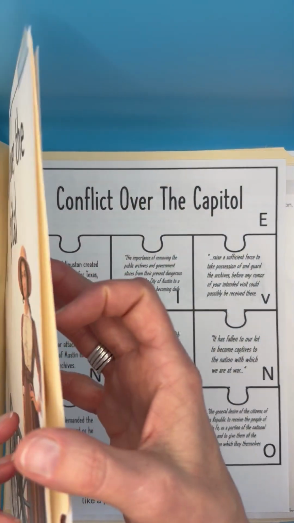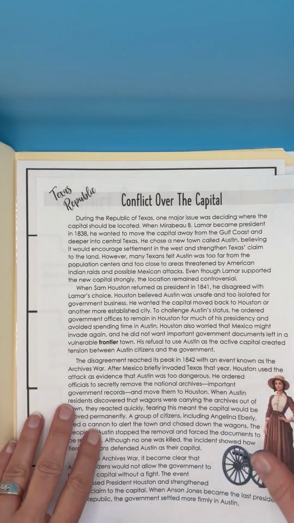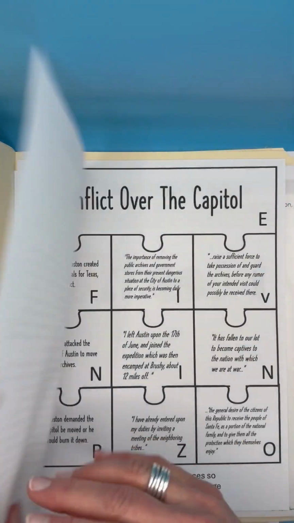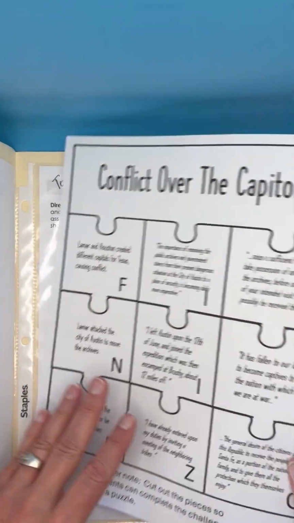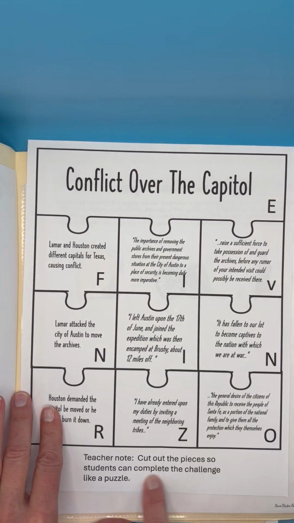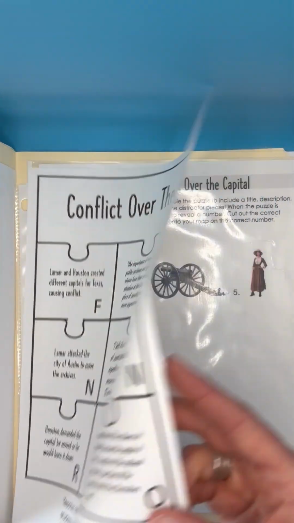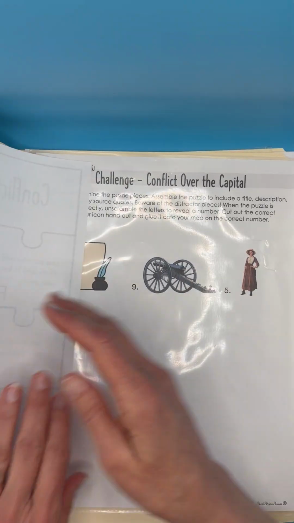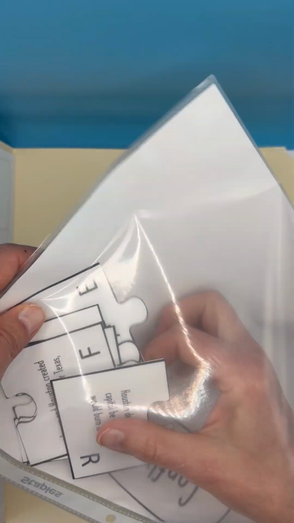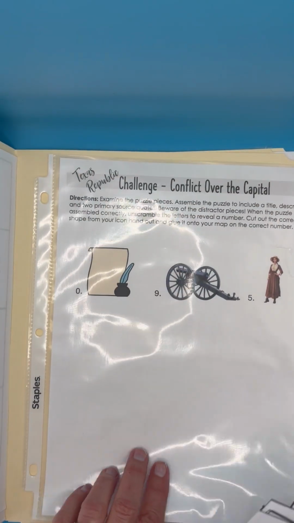Now, this is the one station that seems a bit more optional if you don't have time for students, but it does have a nice one-page reading. What you're going to get as a teacher is you're going to print this out, but it says cut out the pieces so students can complete the challenge like a puzzle. So truly a puzzle. So let's take a look. I've placed my puzzle pieces in this plastic bag.